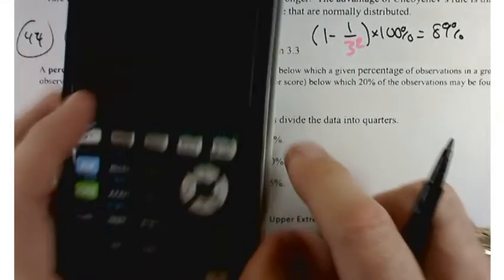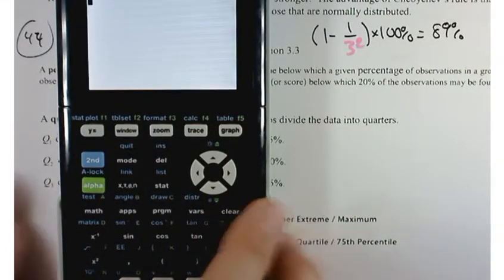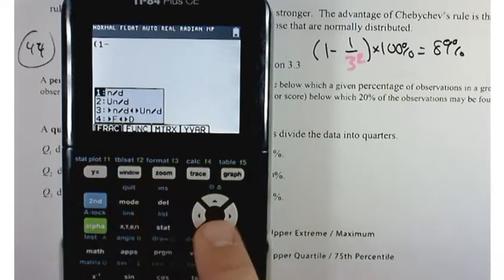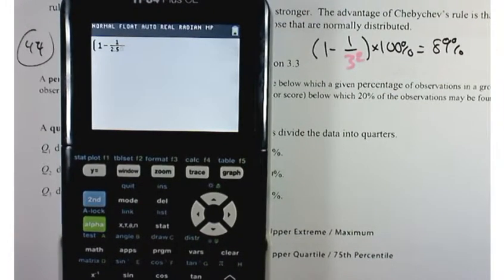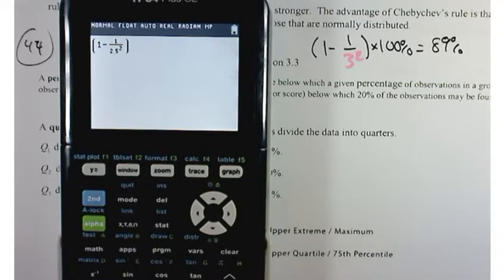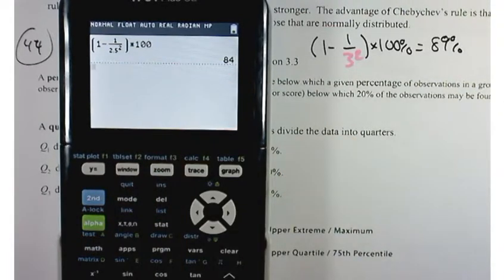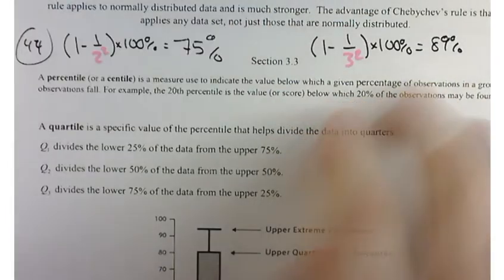The one thing that's nice about this is you can do this for any value of k. It doesn't have to just be an integer value. So I could do parentheses 1 minus 1 divided by, I don't know, throw out a number, 2.5. We'll do 2.5 squared times 100. So we'd expect about 84% of the data to lie within 2.5 standard deviations of the mean. So, okay, still a majority, a large majority.